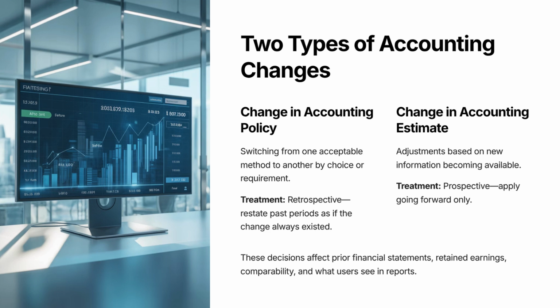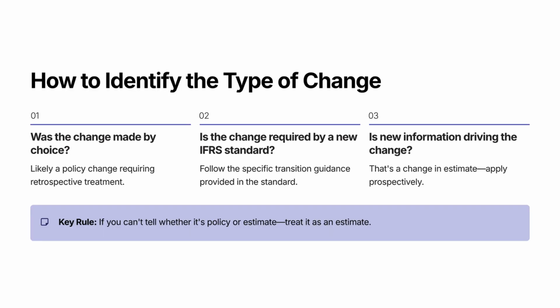Now that we understand the two broad categories, the next question is, how do we know which one applies? Let's walk through that. To identify the type of accounting change, ask yourself three key questions. 1. Was the change made by choice? If yes, then it's likely a policy change. Use retrospective treatment.